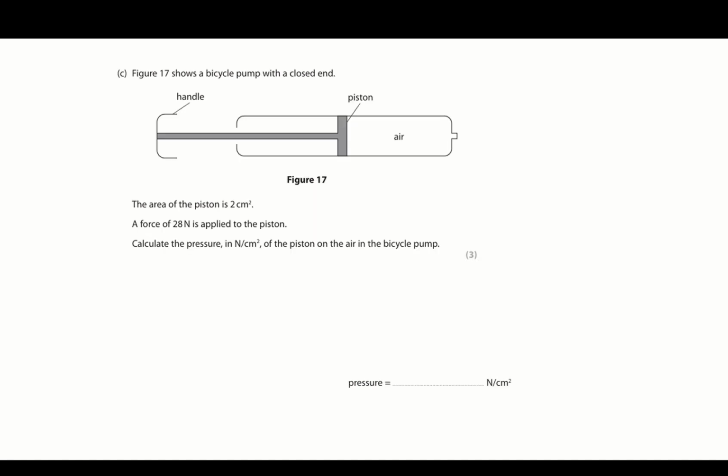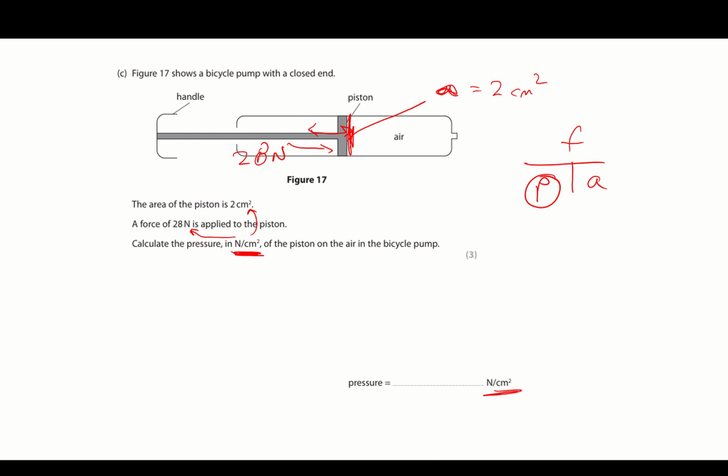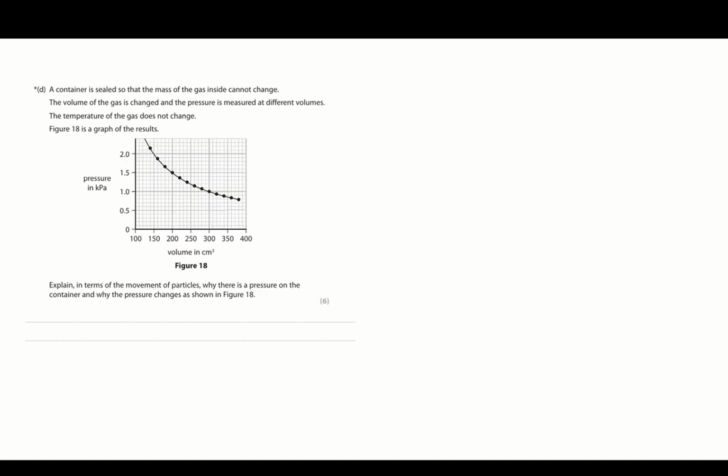Okay, next one, we've got a bicycle pump with a closed end. We've got a piston. Again, this can move in and out. It says the area of this piston is 2 centimeters squared. The force applied, so that force there, is 28 newtons. Calculate the pressure, so we're going to need P equals F over A, and we just got to put those in. And we're just going to have a quick check. Does that match each of the components we got? Yeah, you're in newtons, you're in centimeters squared. Perfect. So that matches. So there's no unit changes. So P equals F over A, 28 over 2 equals 14 newtons per centimeter squared.